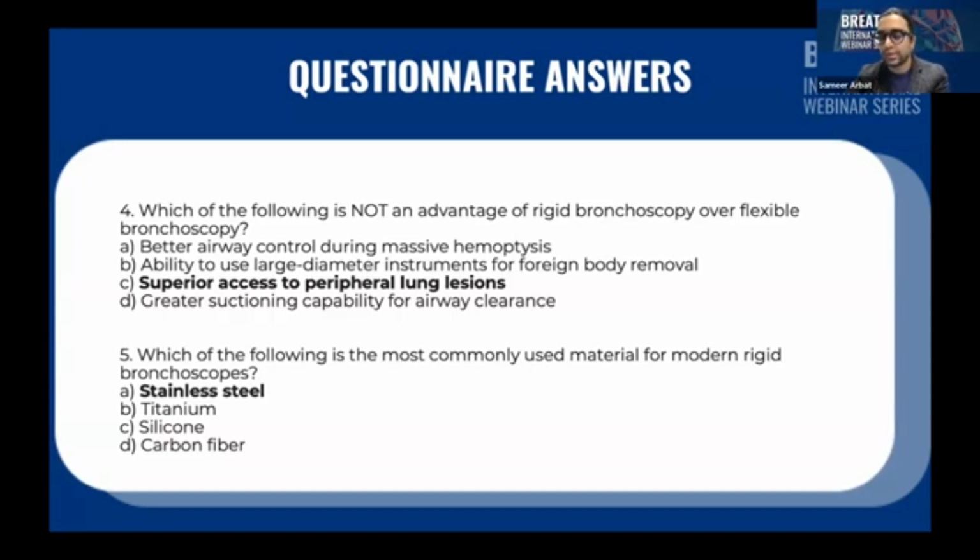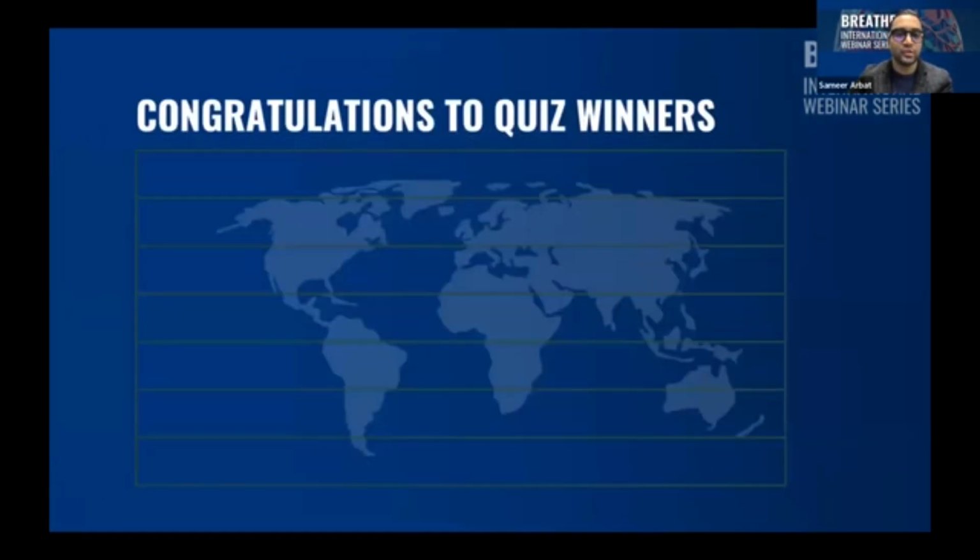It can sustain any of the manipulations for a very long time, and rigid bronchoscopes are meant to last a lifetime, and they usually don't get damaged. So stainless steel is the answer to this particular question.